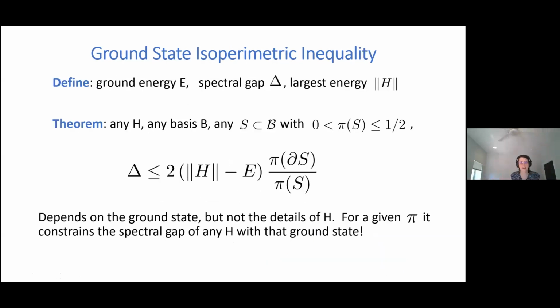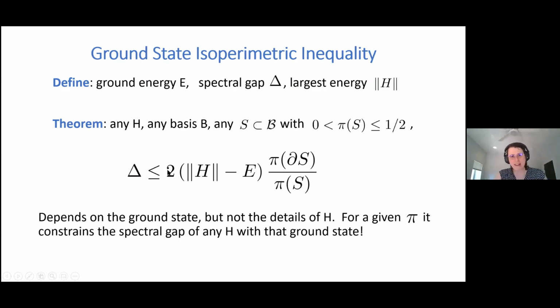So here's a theorem that is completely general. Let E be the ground state energy of your Hamiltonian, let delta be the spectral gap, and use the operator norm for the largest energy. Then what you can show is that for any Hamiltonian, any choice of basis, and any subset within this basis that contains less than half the total probability of the ground state, so you want a subset where the ground state has support, but not the whole thing, basically less than half, then you can upper bound the spectral gap purely in terms of this isoperimetric ratio of the set S, okay?